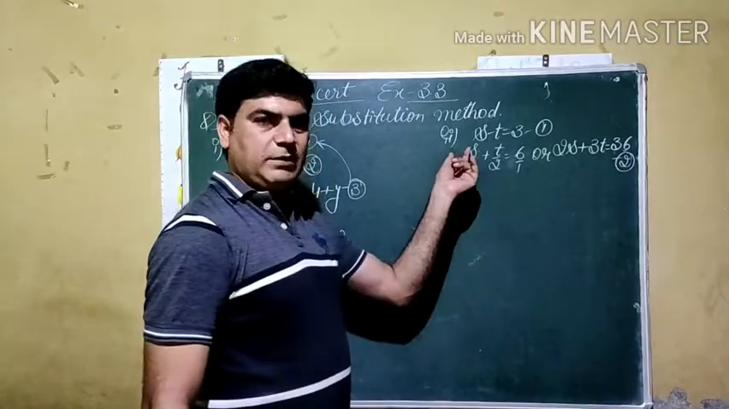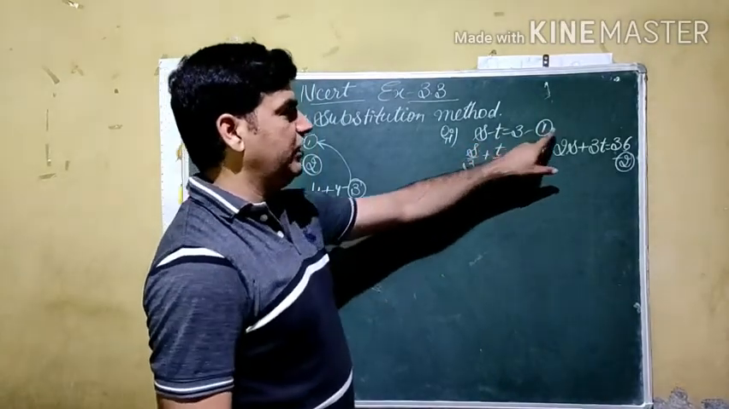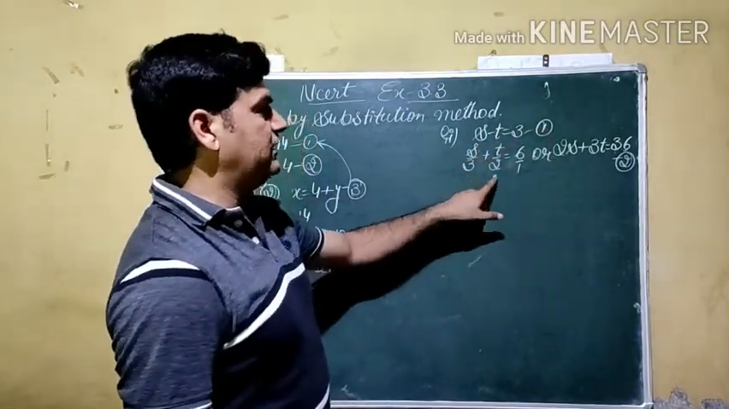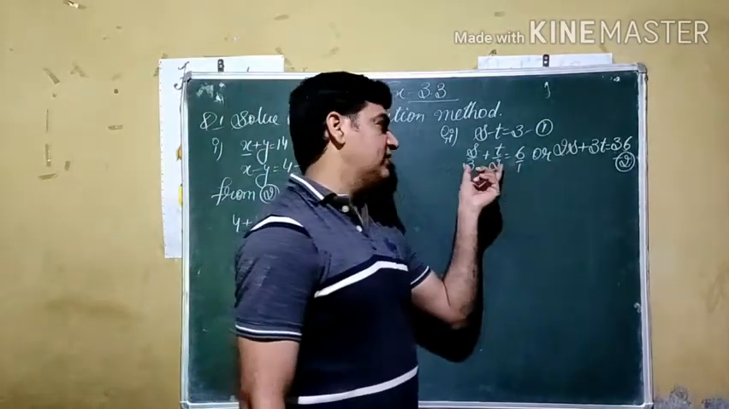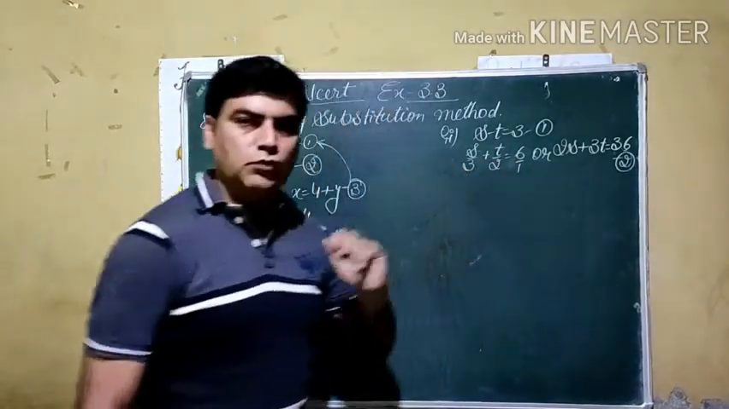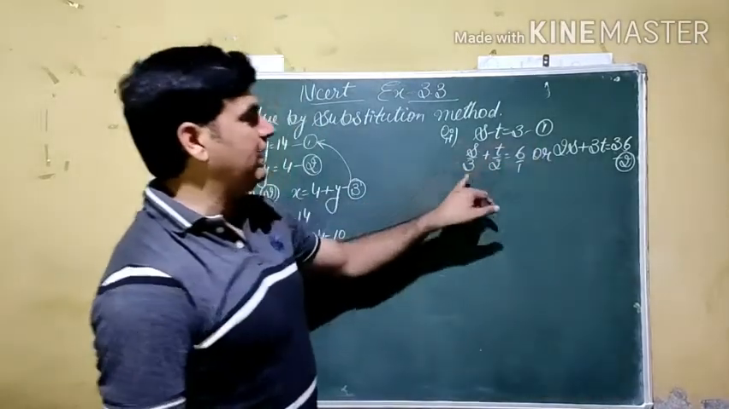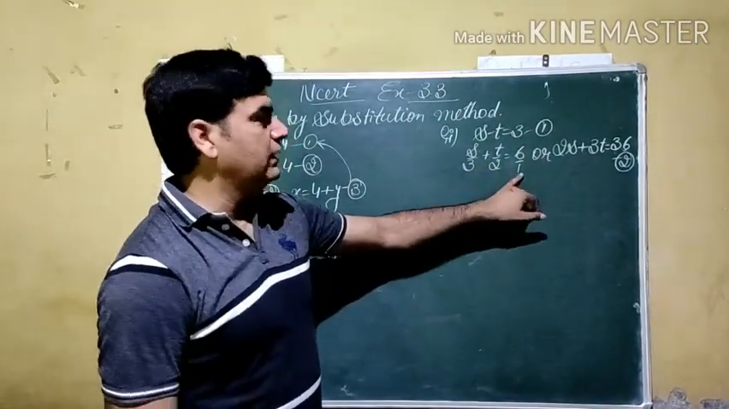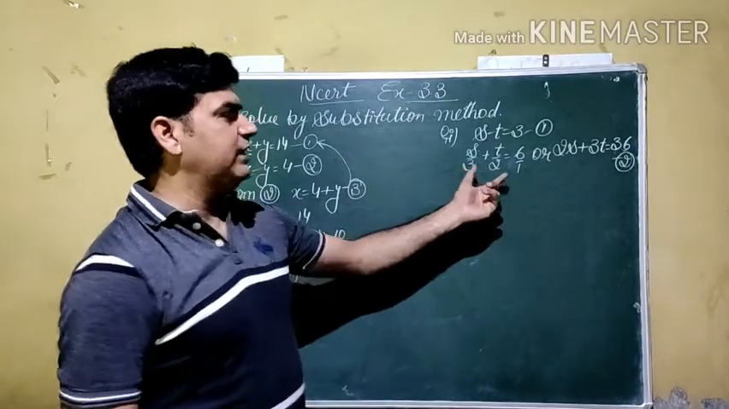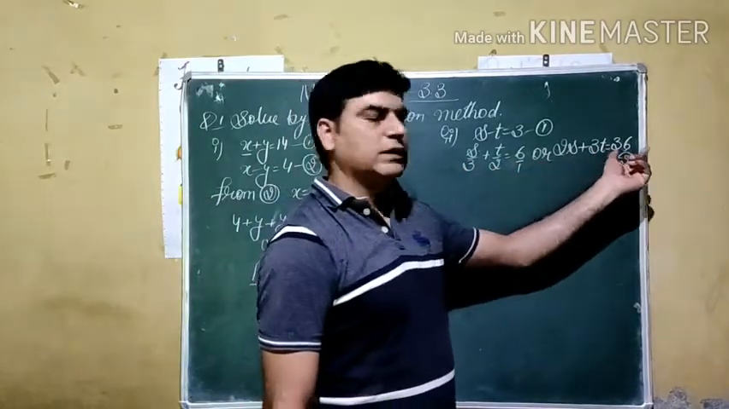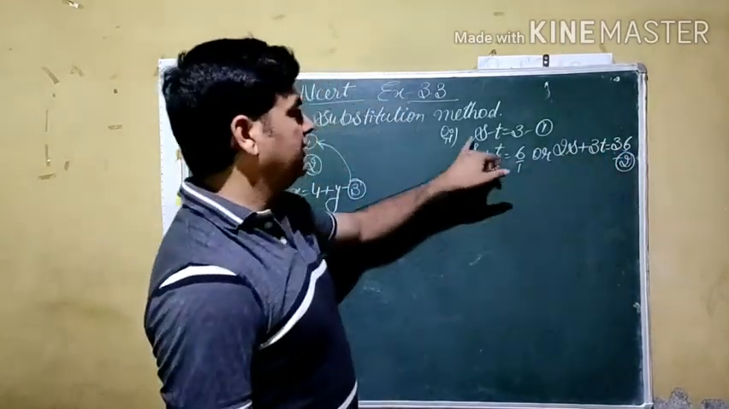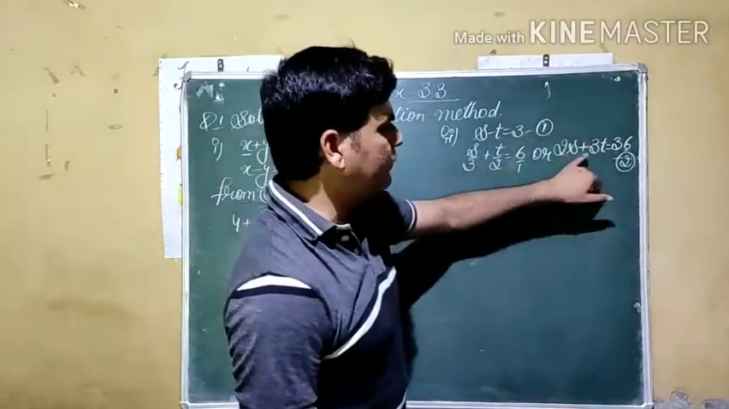Another example, part number 2. We are given s minus t is equal to 3 as the first equation, and s by 3 plus t by 2 is equal to 6. Here the second equation is given in fractions. So to remove the fractions, multiply the whole equation by their LCM. The LCM becomes 6. If we multiply by 6, we get 2s plus 3t is equal to 36.